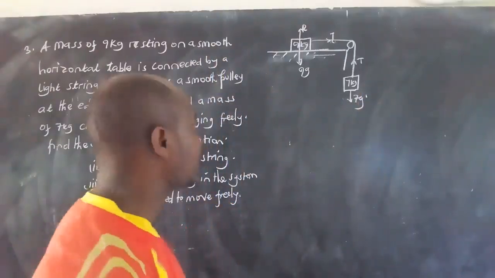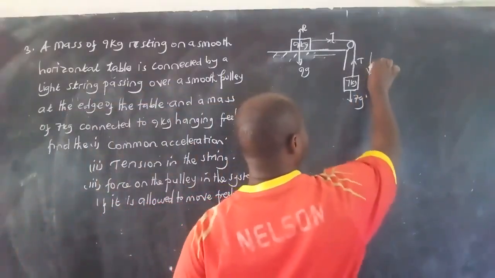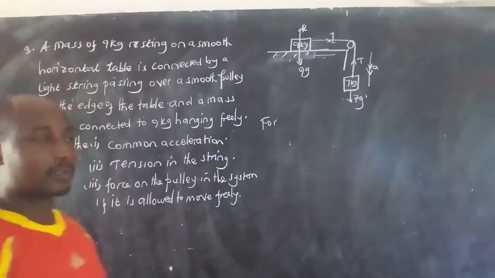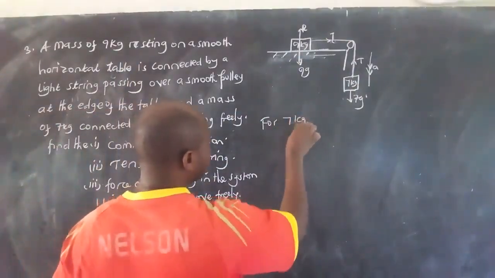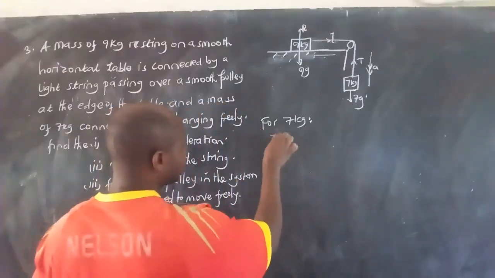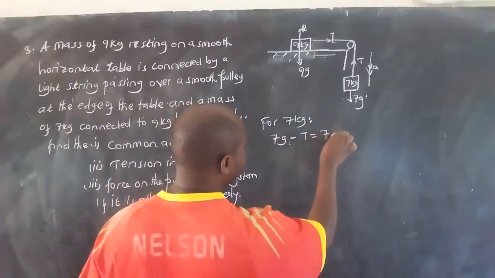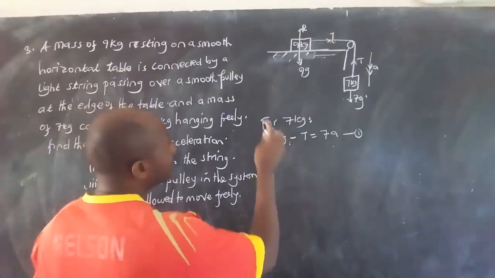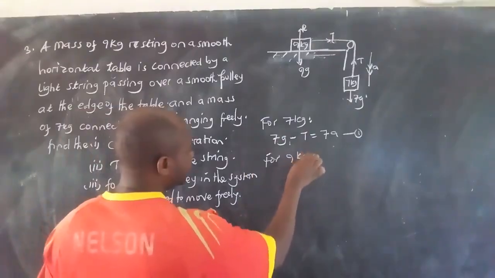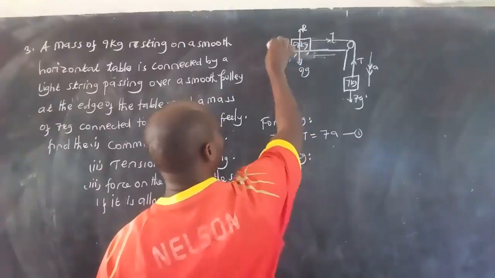So what we shall do is, of course, we expect the acceleration to be in that direction. When you suspend this mass, obviously, it pulls this mass, not so? So acceleration is in that direction. So for 7 kg, we shall now say 7G minus T, giving us 7 times A. Equation 1. Then for 9 kg, we shall say that now here we have 0. The frictional force is 0, not so?